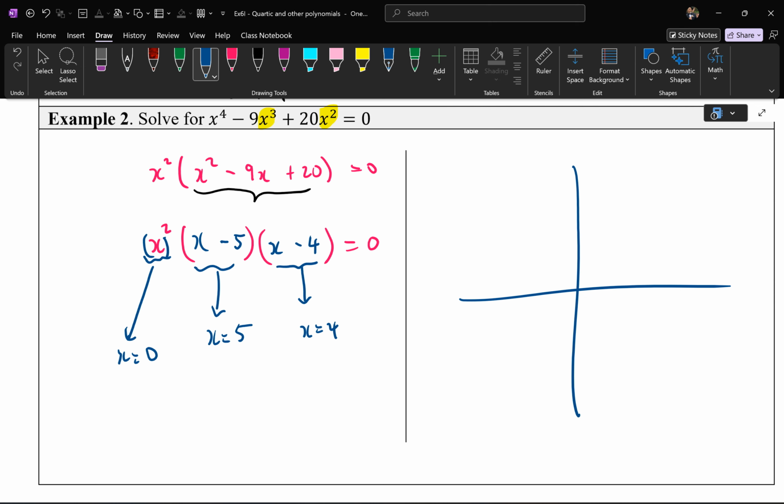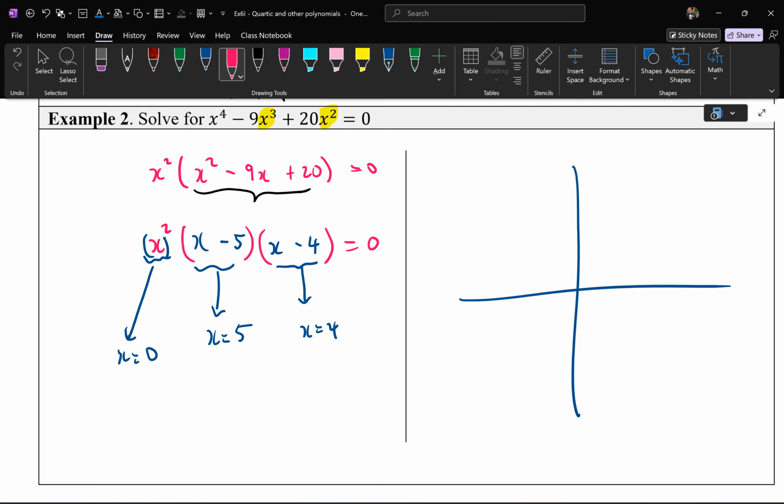Now a quartic graph is meant to have 4 possible intercepts. This one only has 3 brackets, so it means it's only going to have 3 x-intercepts. And it's a positive graph. So if it's a positive graph, it should look like a U shape. So how do you draw a U shape with 3 intercepts?